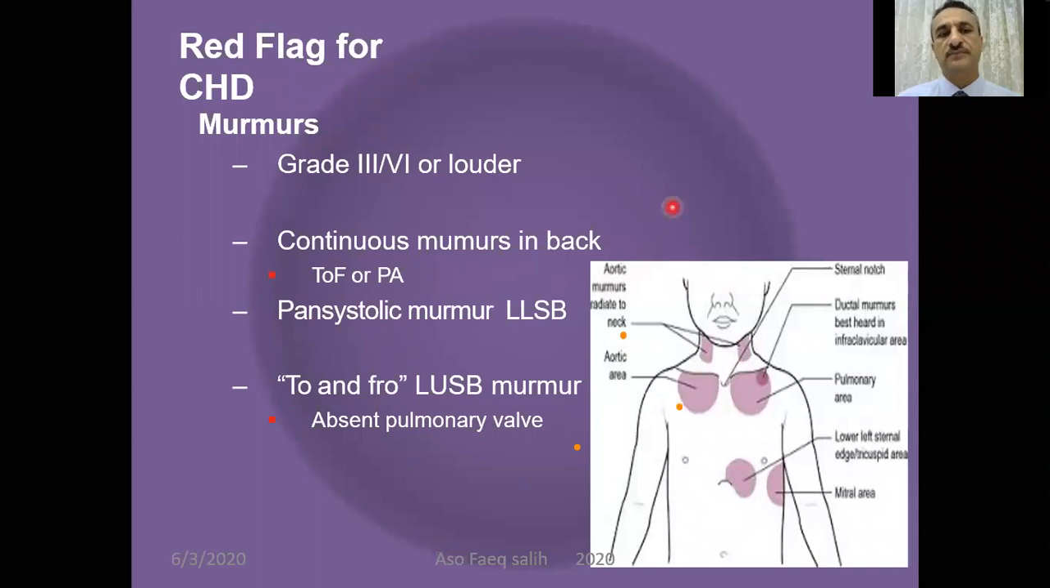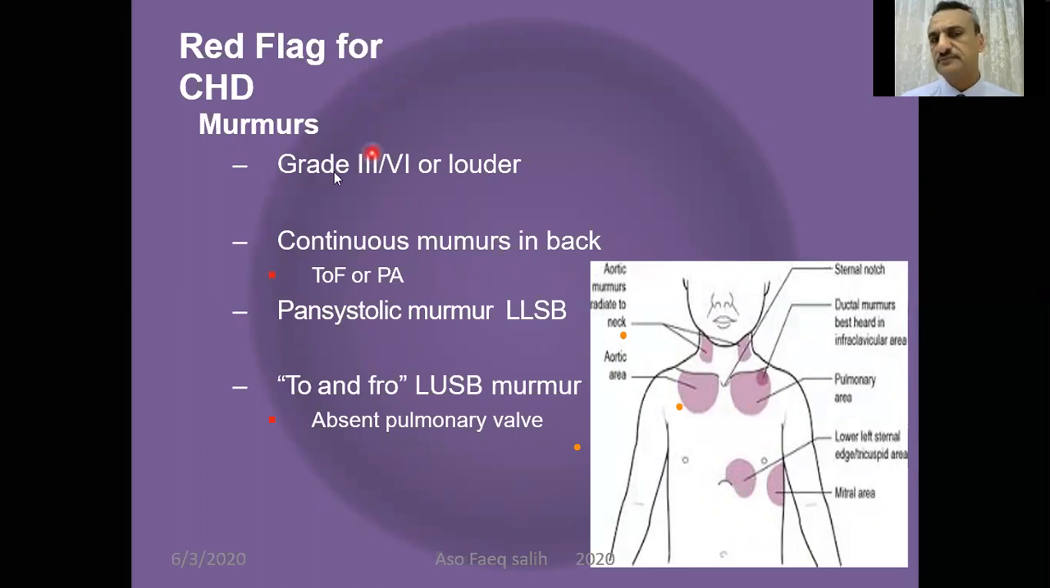Okay, so there are some red flags also in congenital heart disease. You should know the areas of the murmurs. Then you bring your stethoscope and auscultate in these areas. That's called the mitral area, which is the left part of the chest. Then the lower left sternal border. This is the upper left sternal border. That's the right sternal border. And these are the carotid areas. So all these areas should be auscultated.